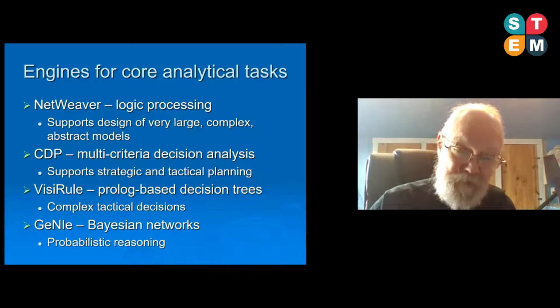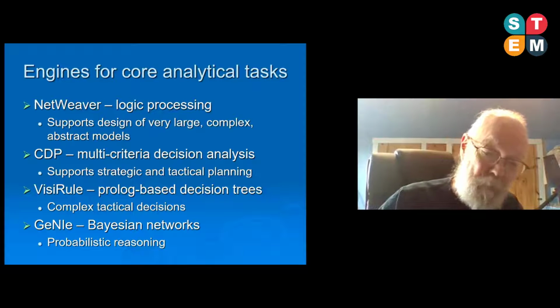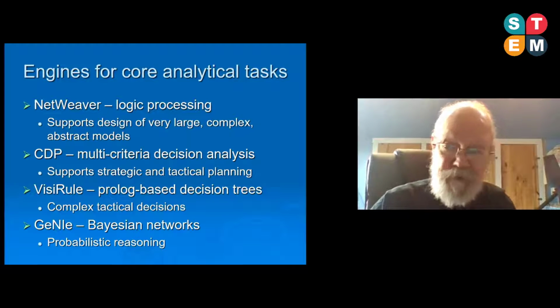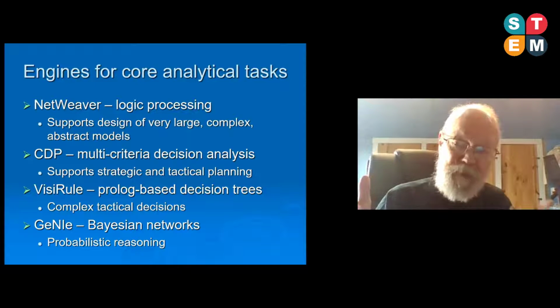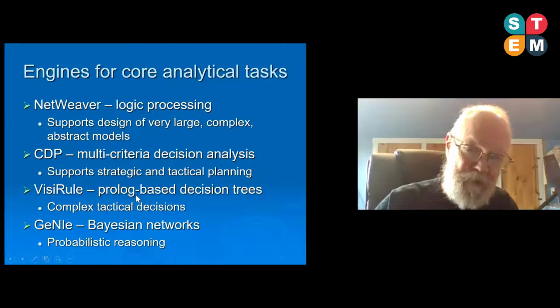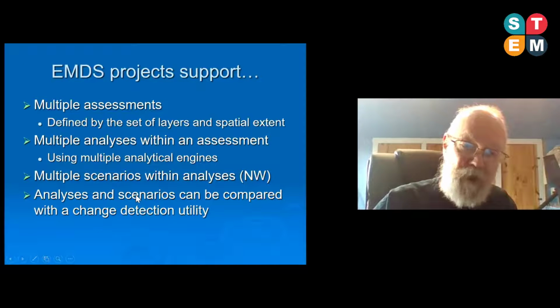And then the last one is Genie. Genie implements Bayesian networks, so it's another alternative to logic-based reasoning, based upon probabilistic reasoning. So again, they complement each other. And you may be wondering, why do we have all these models? Well, I'm going to get to that in a little bit, but I'm going to skip over that slide.